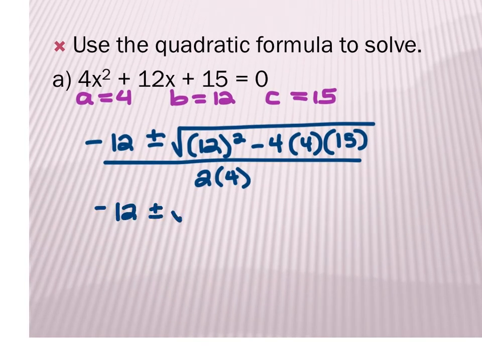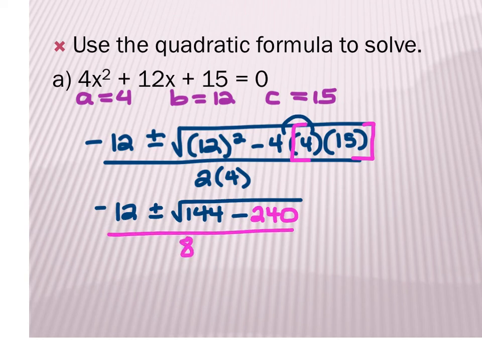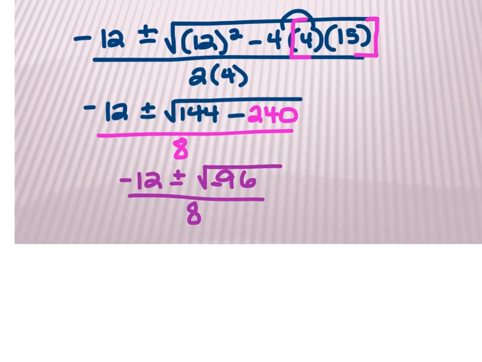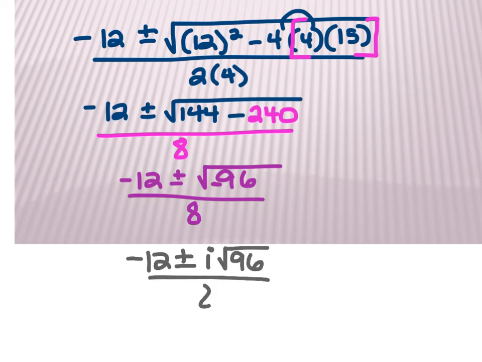-12 plus and minus the square root of 144 minus, this is 16, times 15, or I can actually group it easier. 15 times 4, which is 60, times 4, which is 240. Divide that by 8. -12 plus and minus the square root of 96, -96 over 8. So as soon as you see that negative, the i should come out front. Square root 96 over 8.